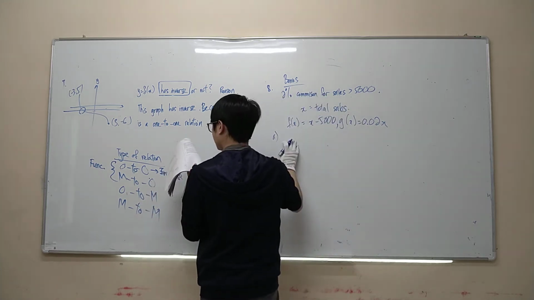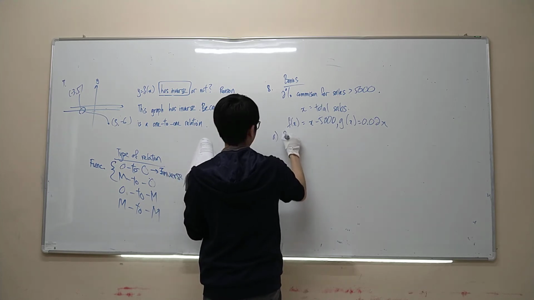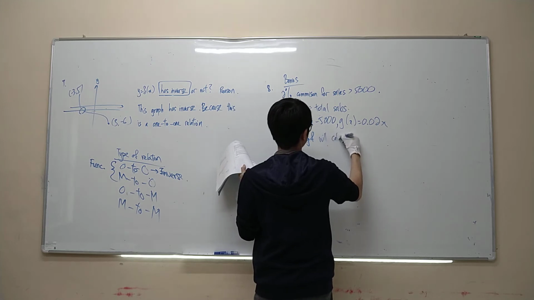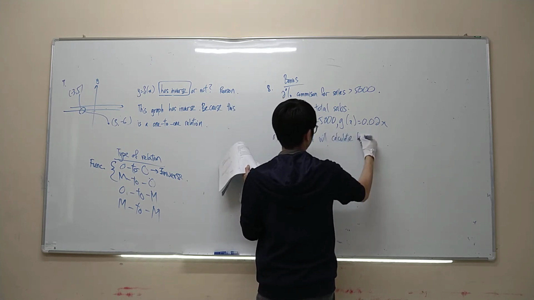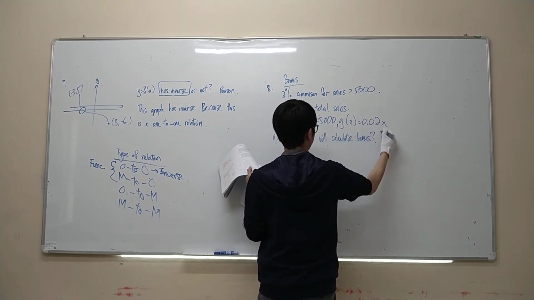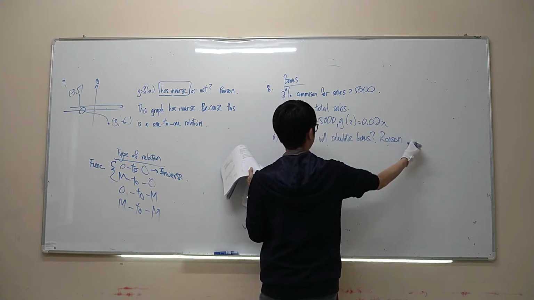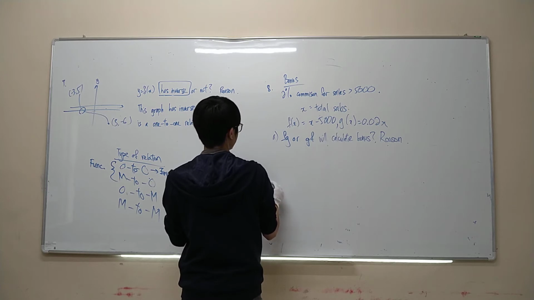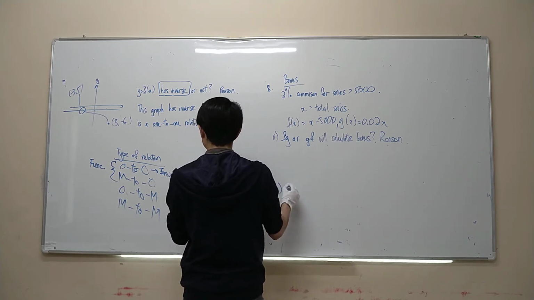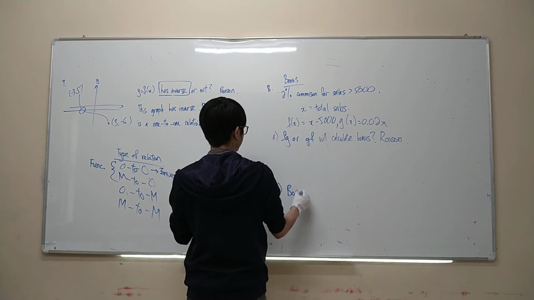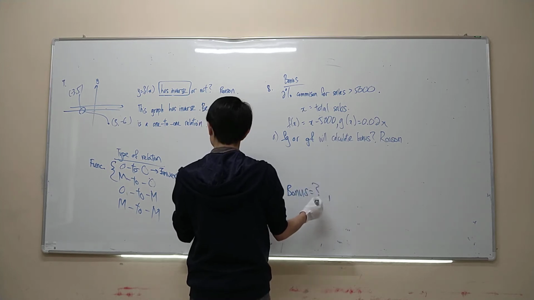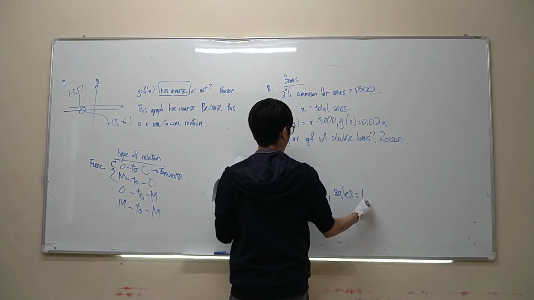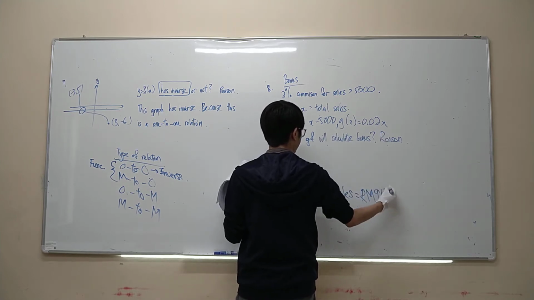A. fg or gf will calculate bonus, and then give a reason. And then B, calculate the bonus if sales equals RM 9172.